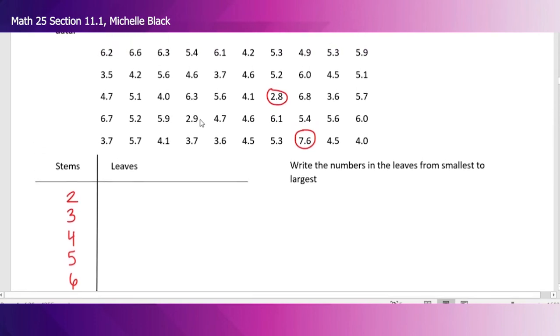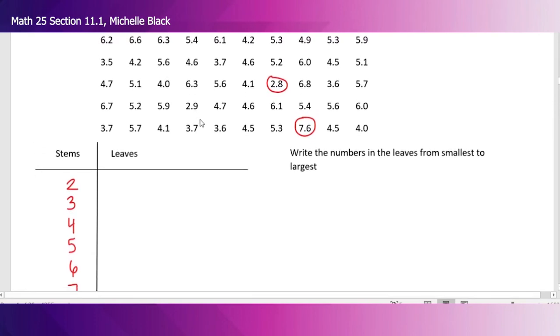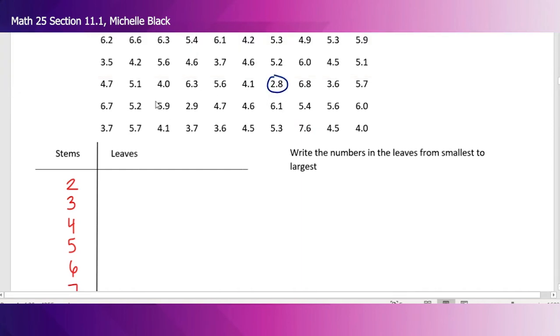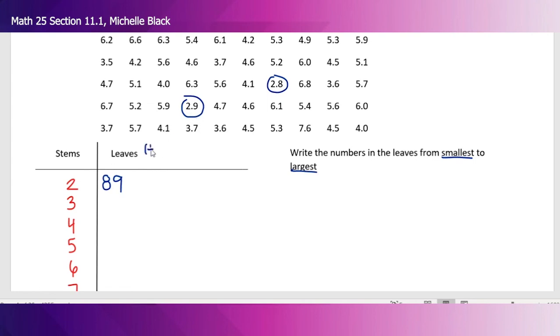And then how you write out your leaves is you go from least to greatest, and you write them next to the stem. So for example, I see 2 numbers that start with a 2. One of them is the one I just had, which is the 2.8, and the other one is a 2.9. You need to write the leaves from smallest to largest. So the smallest of those would be 8, and then the next one would be 9. So if I was reading this stem and leaf plot, knowing that the leaves are for my tenths place, I would know in my data that I have a 2.8 and a 2.9.